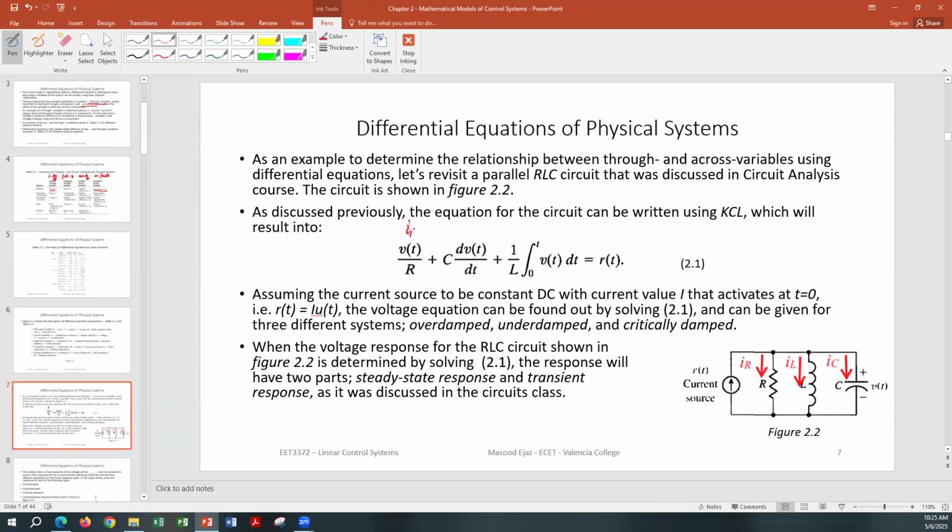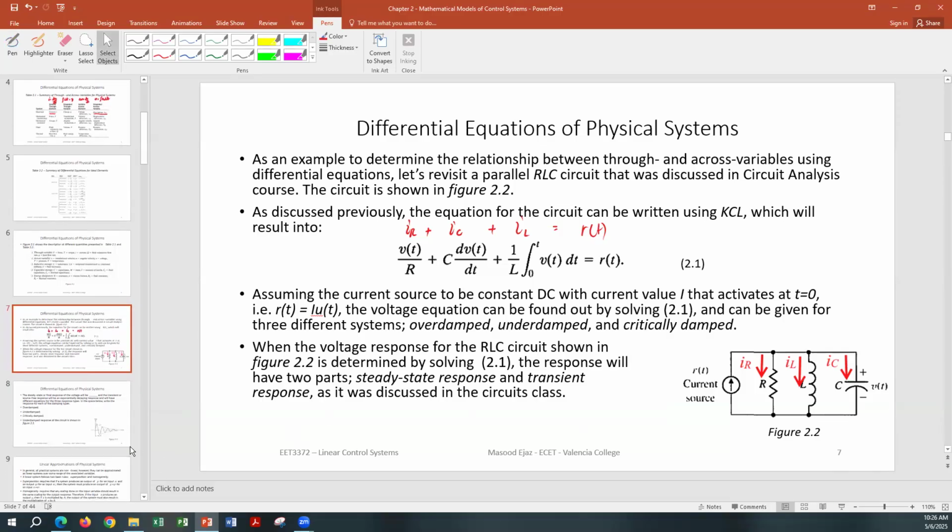So this is your current IR, this is your current IC, and this is your current IL, and their sum is equal to the current source. Total current coming out of the current source is equal to the sum of all these currents. Then we applied Ohm's law to write IR, C dV over dt as the relationship between IC and the voltage, and the integral of the voltage across the inductor for the current through the inductor. And then in circuit analysis, we solved this. We're not really solving it right now.